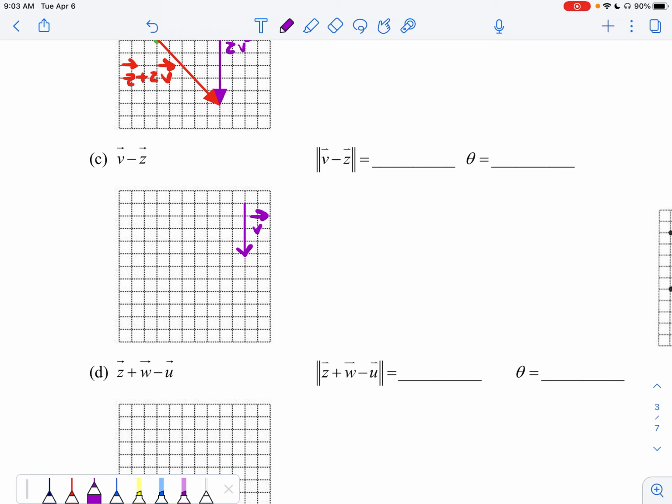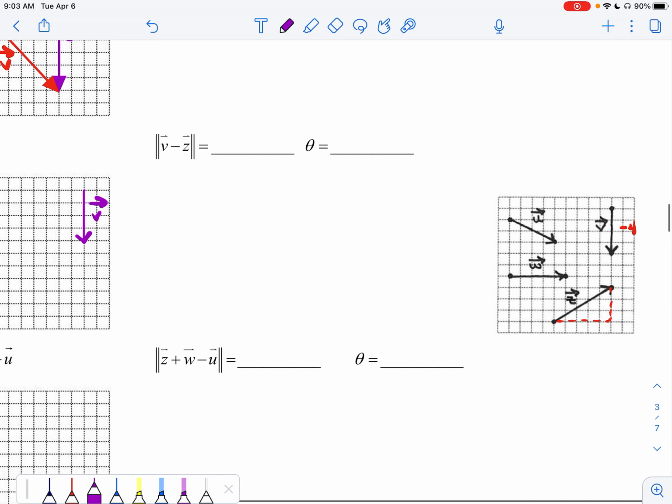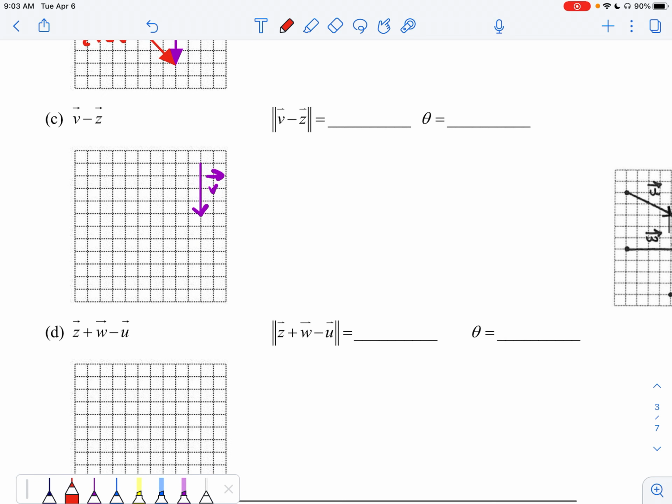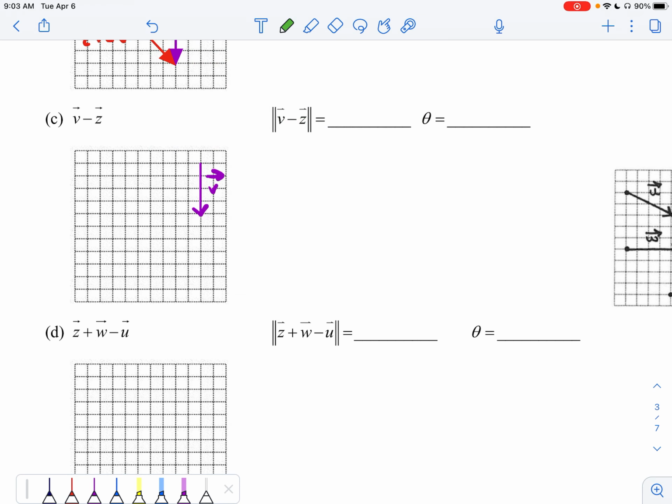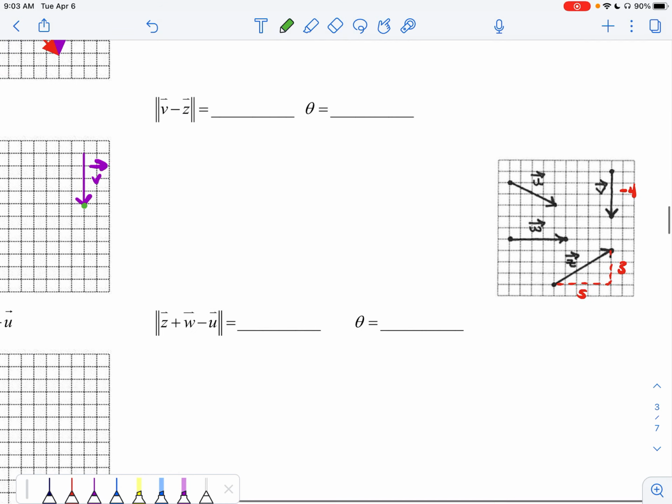Okay, and then we're subtracting the vector z. So originally, z went 5 units right and 3 units up. Now when we're subtracting a vector, we still are using the tip to tail method. So we start at the tip of v, but the subtraction basically just means that the direction is opposite. So instead of going 5 units right, we're going to go 5 units left. And instead of going 3 units up, we're going to go 3 units down.